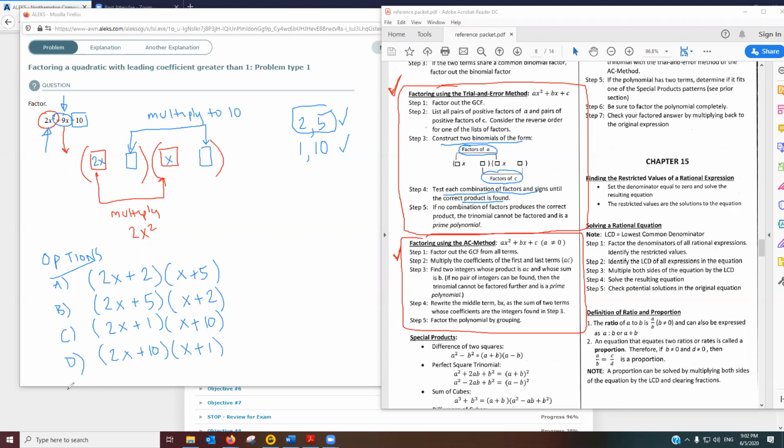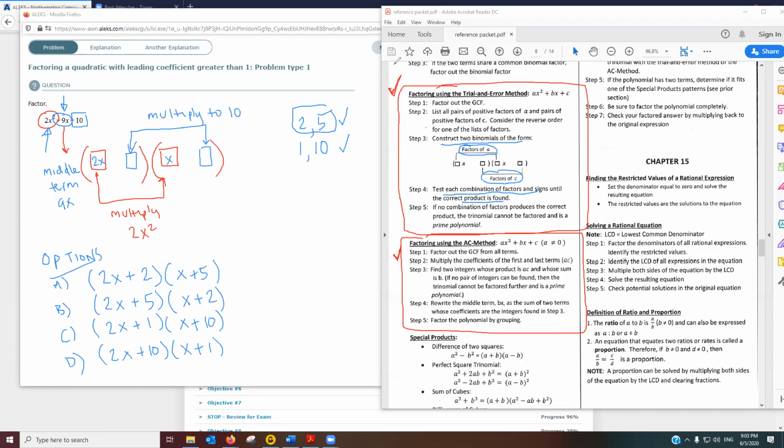to factor this expression. How do I know which one of these options, A, B, C, or D, is the correct one? Well, I know that in the middle, I need 9x as the middle term. So let me see which one of these gives me 9x. Now, what if none of them give me 9x? Well, if none of them result in 9x in the middle term, that tells me that this expression could not be factored. And if an expression can't be factored, we call it prime. All right, well, let's check it out.